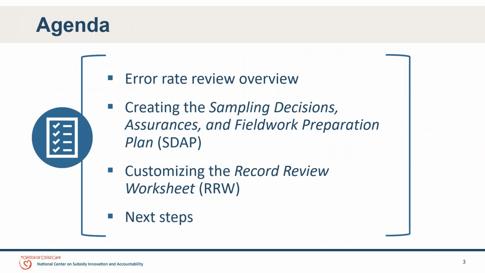So the purpose of today's webinar is to orient all of you to the error rate review and to walk through how to create the first 2 submissions. These first 2 submissions are the Sampling Decisions, Assurances, and Fieldwork Preparation Plan, or the SDAP, and the Customized Record Review Worksheet, or the RRW, which we usually call it for short when it's printed. So these are the 2 submissions that set you up for conducting your reviews. So we'll be walking through them in detail. Then we'll briefly touch on some next steps and how to get support as you begin your error rate review.